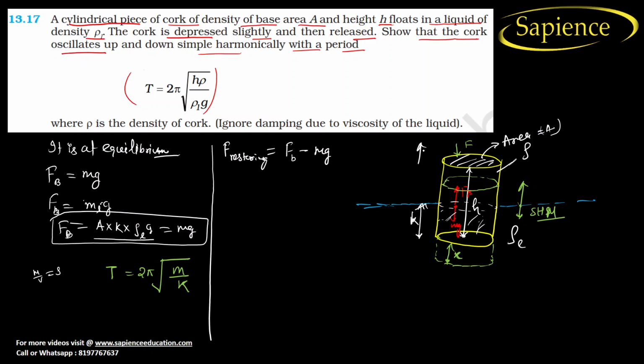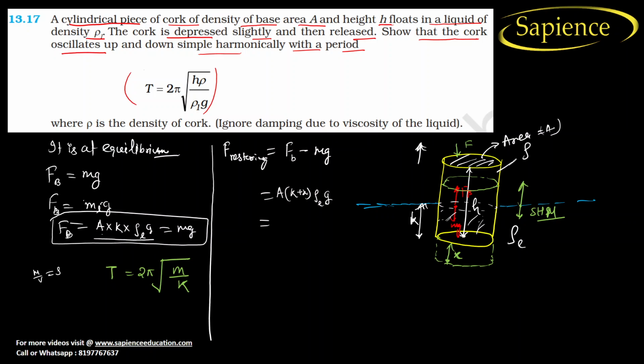Because the net restoring force will act in the upward direction, the buoyant force will be more. Now, how do we write the buoyant force here? The earlier buoyant force was A into k into rho L into g. Area is the same, but the distance is not k now, it becomes (k plus x) into rho into L into g.